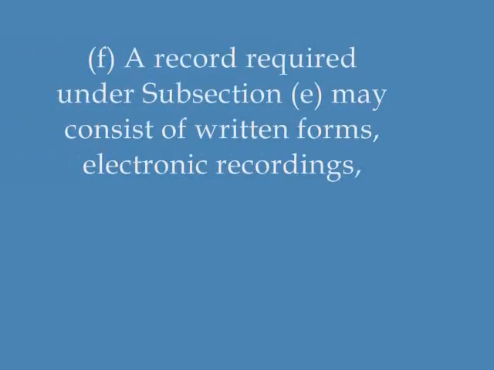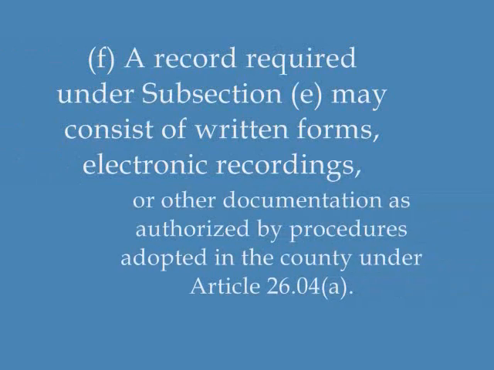Very odd, don't you think? Now, subsection F. A record required under subsection E may consist of written forms, electronic recordings, or other documentation as authorized by procedures adopted in the county under Article 26.04A of the Code of Criminal Procedure.